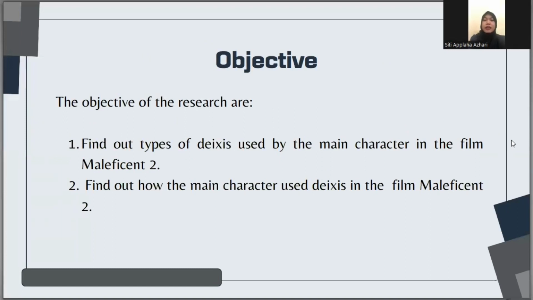The next slide is the objective. The objectives of the research are: the first is to find out the types of Deixis used by the main character in the film Maleficent 2. And the second is to find out how the main character used Deixis in the film Maleficent 2.